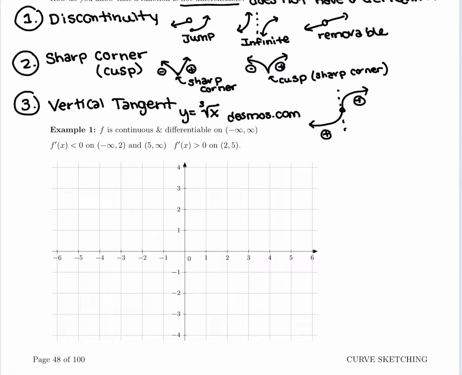Let's draw some pictures. This first picture, we want it to be continuous and differentiable everywhere. X is negative infinity to positive infinity. So no cusps or sharp corners, no discontinuities in our graph, and no vertical tangents. Nothing that's going straight up. That's what it means to be differentiable.